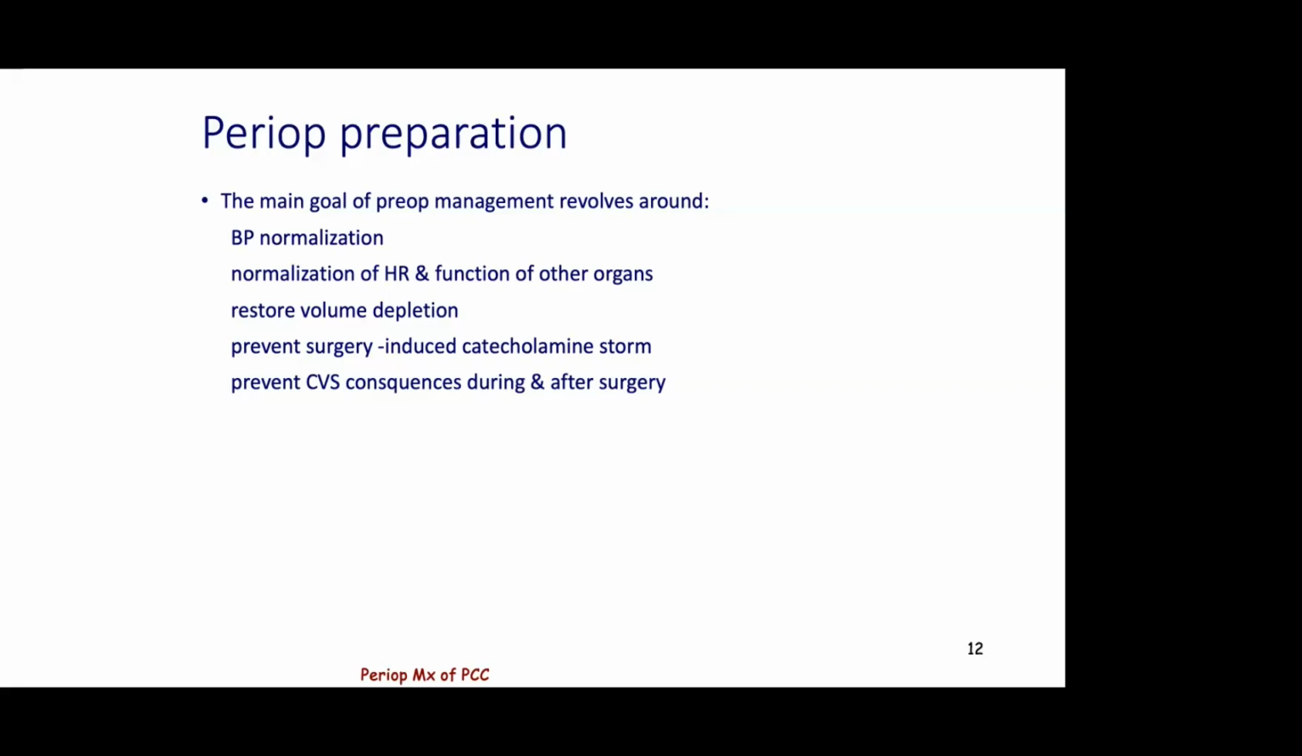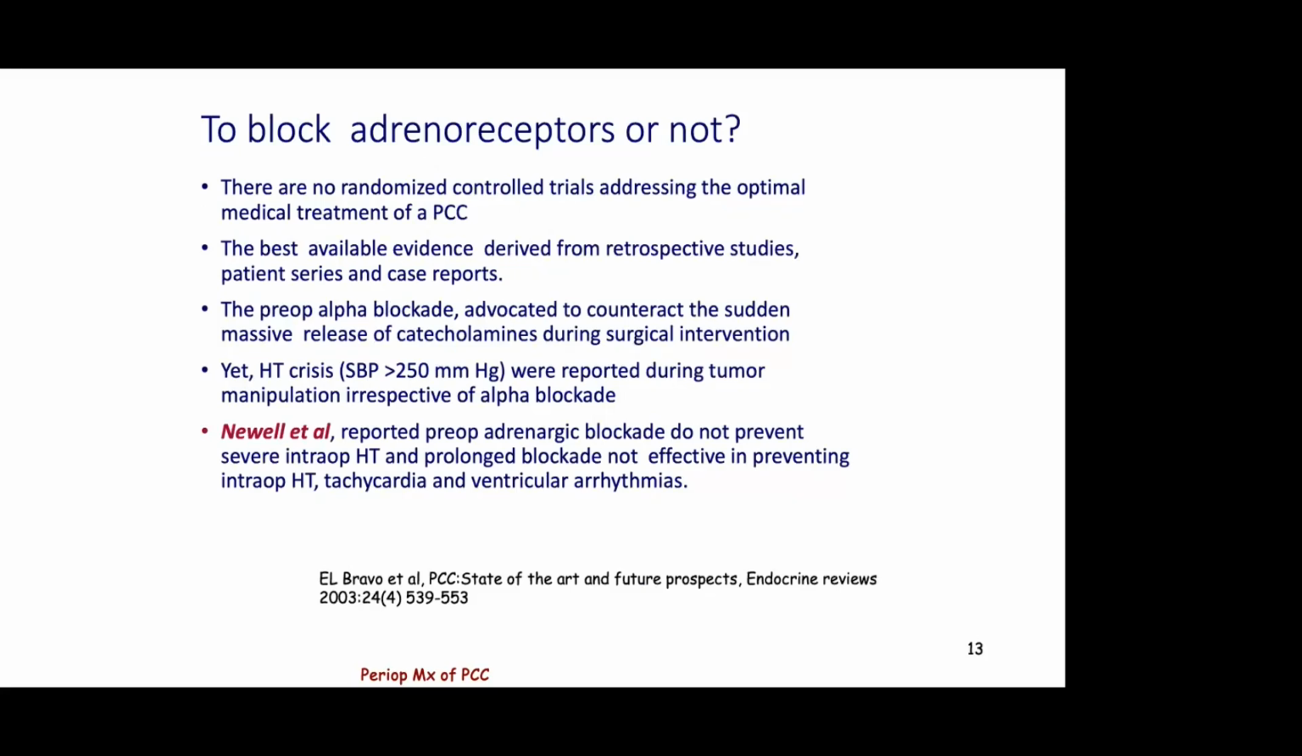If there is, because of volume contraction, in my experience, we have seen some patients who have pre-renal azotemia. These have to be controlled with volume expansion, restore volume depletion, prevent surgery-induced catecholamine storm, which we do by blocking these receptors, and prevent serious consequences during and after surgery by preventing abnormally high heart rates and arrhythmias by beta blockade. So there are several studies which have looked at whether to block these receptors or not.